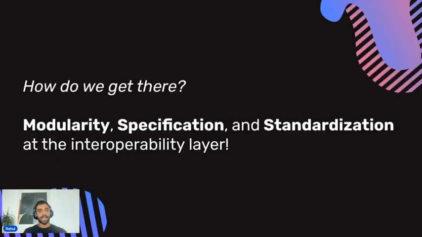So then how do we get to this vision? Really, we need to define this kind of interoperability layer as a modular layer that is fully specified and standardized. So with this, we can really start to build the infrastructure that makes this type of stuff possible.